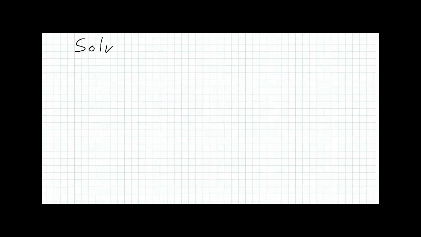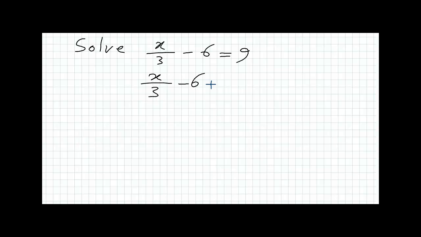Let us take a final example. x over 3 minus 6 is equal to 9. Also, we have two operations here, division and subtraction. We first undo the subtraction operation. So for x over 3 minus 6, we need to add 6 to both sides, so we can undo the subtraction operation.